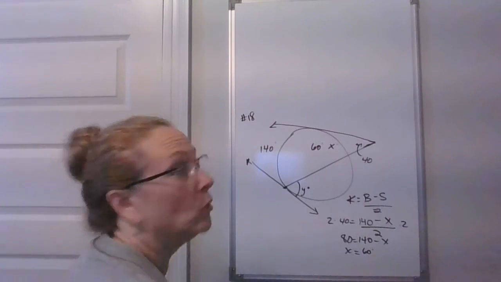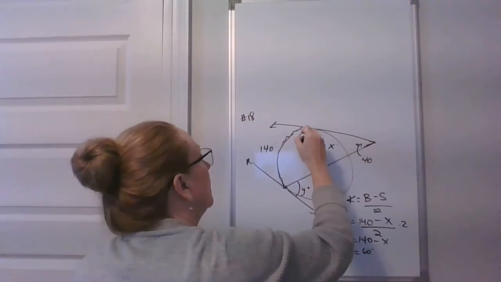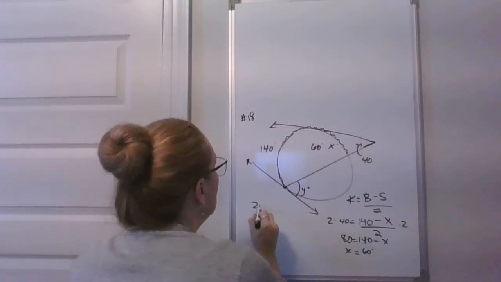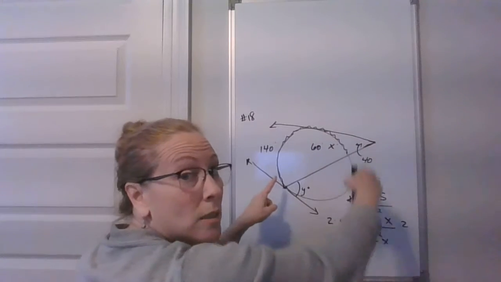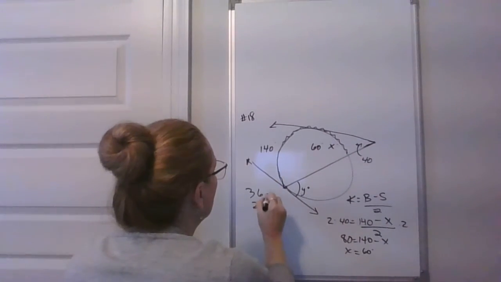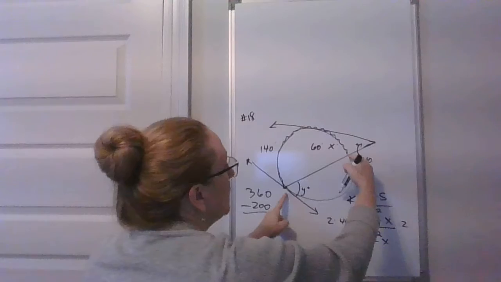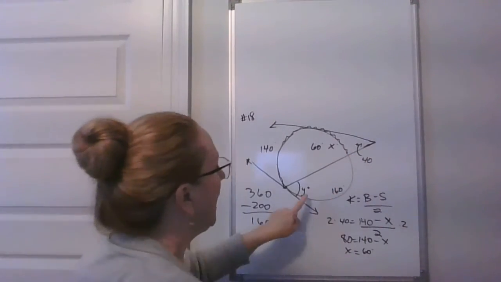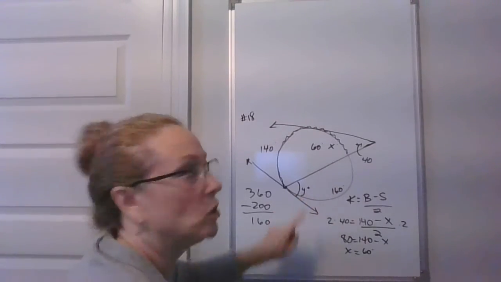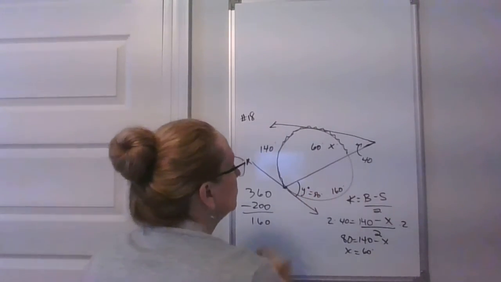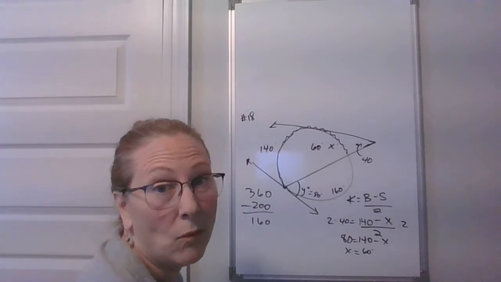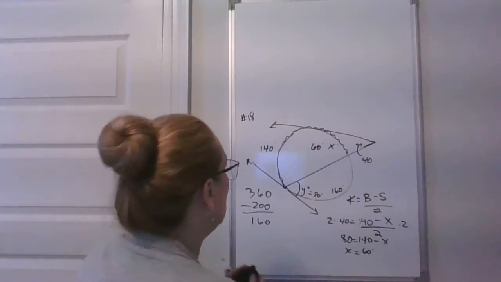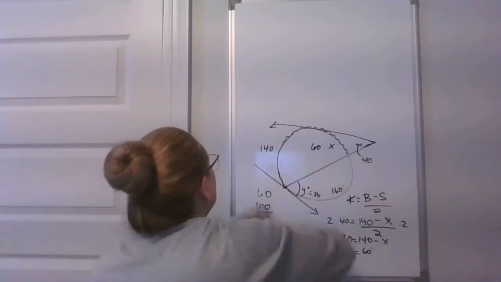Now we need that 60 degrees because we've got 140 and 60, this part of the circle, that's 200 degrees. The full circle is 360 degrees. So that means what's left over for this arc is 160. And this angle is half as much, 80. All right, so I hope that was helpful. So we had our 60-degree arc and our 80-degree angle for 18.